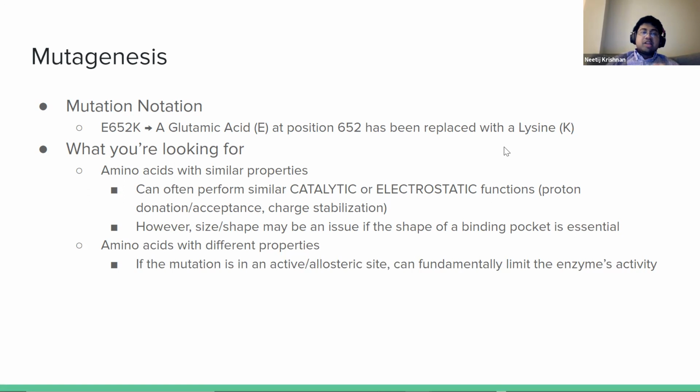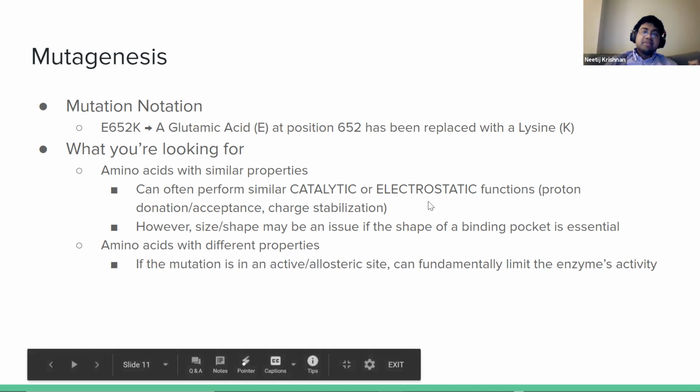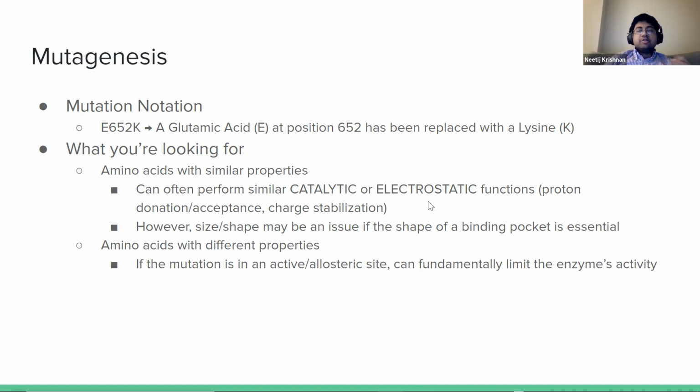Now, for amino acids with different properties, like glutamic acid and lysine, which are negatively and positively charged, if the mutation is in an important place, that can be detrimental to the enzyme's activity, because now you're losing a potential interaction with the substrate or catalytic activity.